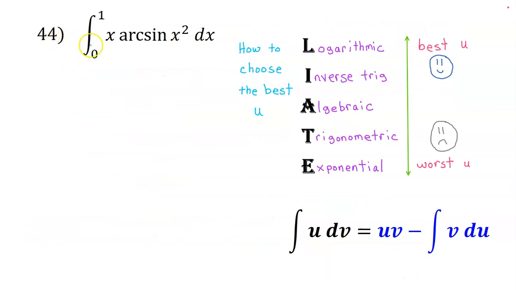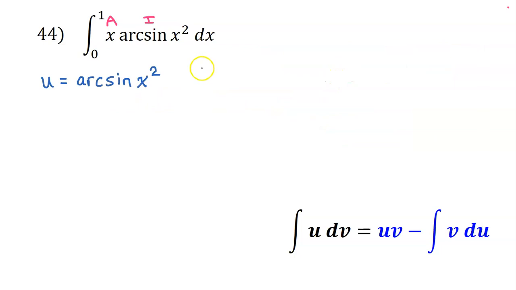For number 44, we have an algebraic factor times an inverse trig factor. As we choose the best u, we consider that inverse trig is better for u than algebraic. So let's let u equal arcsine x squared, which means that dv must equal x dx.